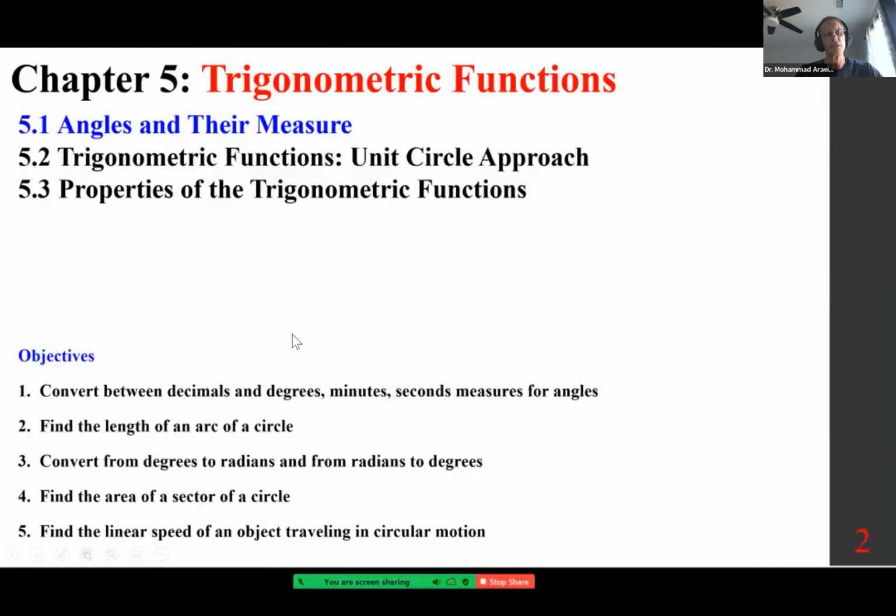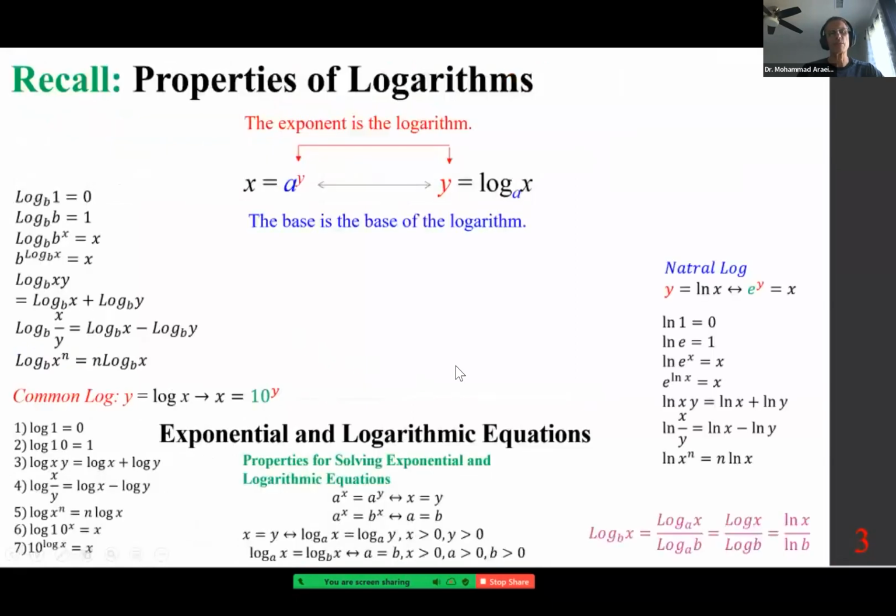find the length of an arc, convert degrees to radians and vice versa, find the area of a sector, find the linear speed of an object traveling in a circular motion.